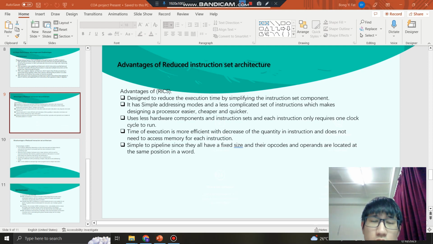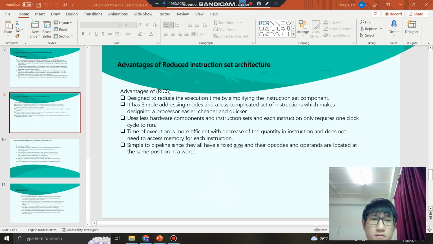I'm Bong. Today, I would like to present about the advantages of reduced instruction set architecture. The first advantage is that RISC is designed to reduce the execution time by simplifying the instruction set components, because it has simple addressing modes and a less complicated set of instructions, which makes designing a processor easier, cheaper and quicker.